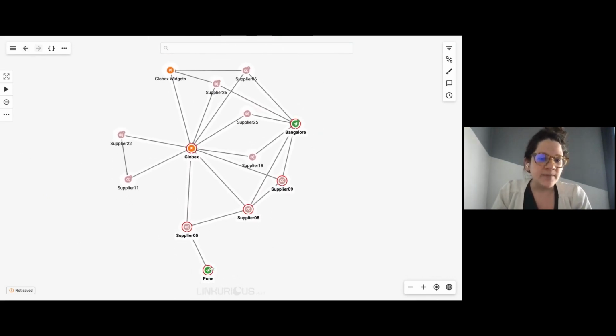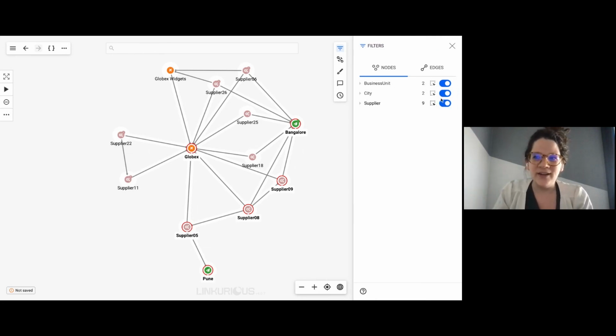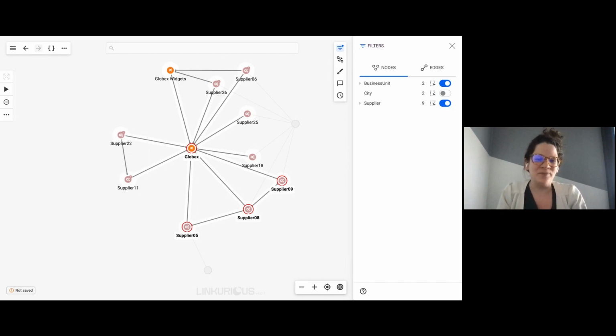So with my data model, I also have cities as nodes to indicate where the suppliers are located. But let's go ahead, and I really just want to focus on which suppliers are impacted by this fire at supplier 8. And right away, I can see supplier 9 and supplier 5 are impacted. So this is a smaller database, but you can see, especially at scale, how this is helpful to immediately see the connected suppliers that are subsidiaries or suppliers of other suppliers.